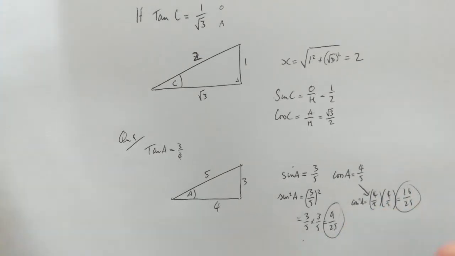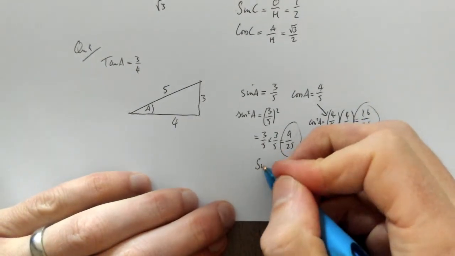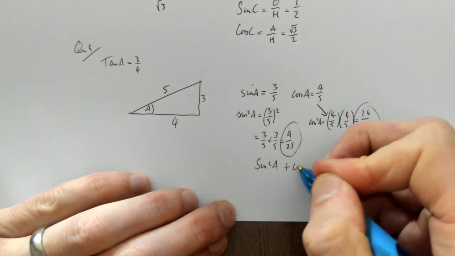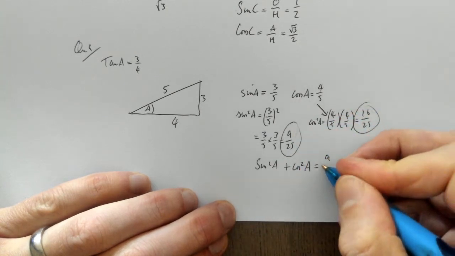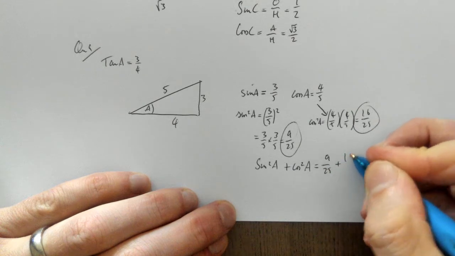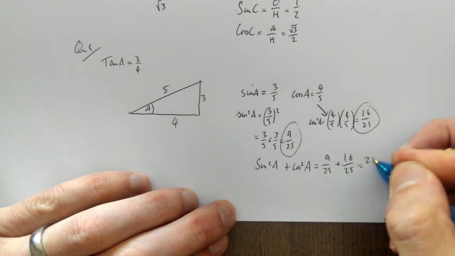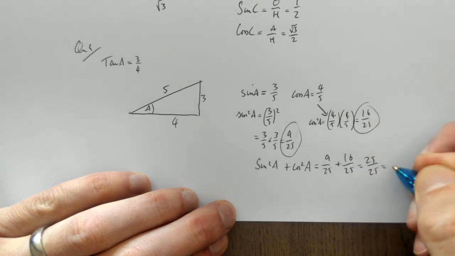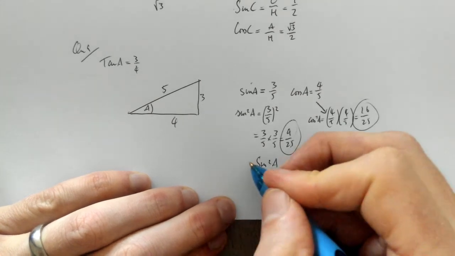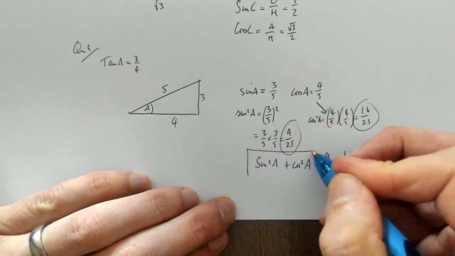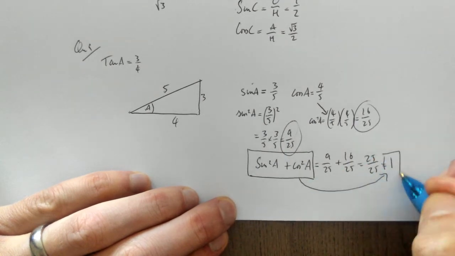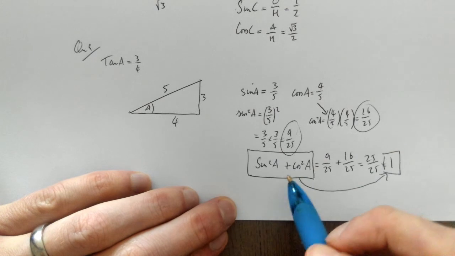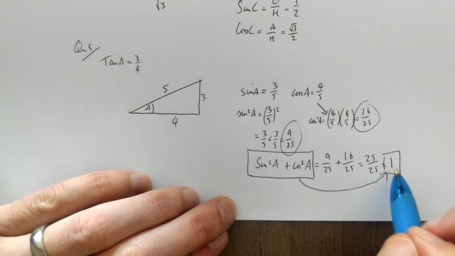So sine squared a plus cos squared a is equal to 9 over 25 plus 16 over 25, which is 25 over 25, which is 1. And that's an interesting fact. Whatever the ratio, this is always going to be equal to 1. We'll get to that later in the topic. Sine squared a plus cos squared a is always going to be equal to 1.